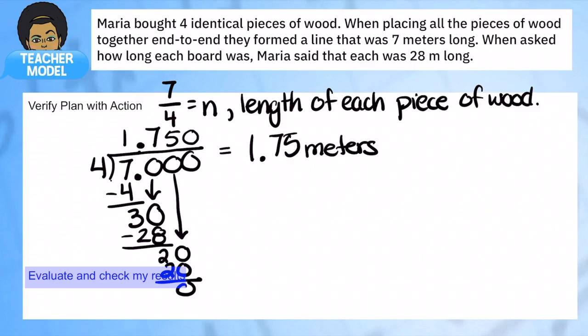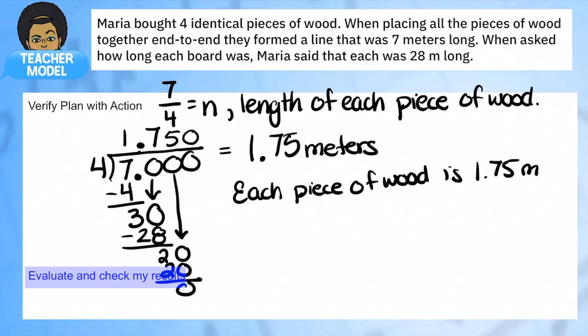So let's jot this down. Each piece of wood is 1.75 meters long. So now we have to think about Maria's error. How did she get to 28? What do you think she did to get to 28? And it has to make sense on some level. So we know that she saw that there were 4 pieces of wood and that there was 7 meters long. So what could she have done? And I think I know, because 4 and 7, I think what she did was she multiplied, because that would have given her 28.